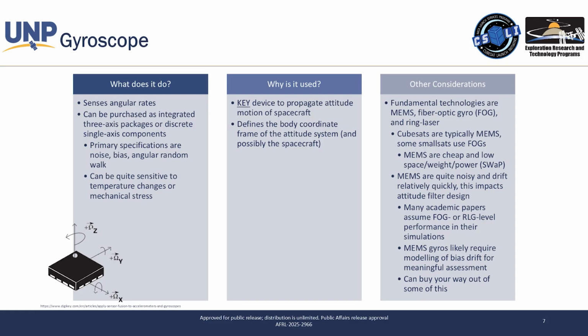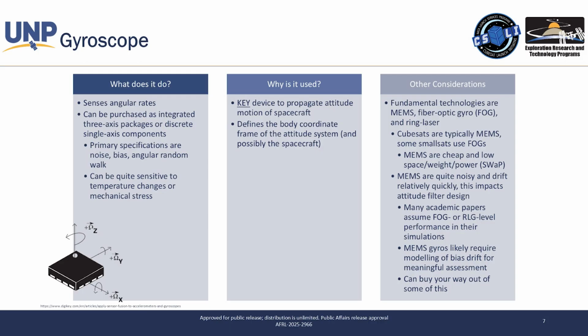This guy is like the main thing that you really care about, and no attitude system is basically complete without it. So it measures your angular rates, essentially how fast am I spinning in any one direction. And this is important because you can take this and then with dynamics essentially propagate forward your motion. So your gyro is essentially what tells you where am I going. And yeah, so these guys are incredibly important.